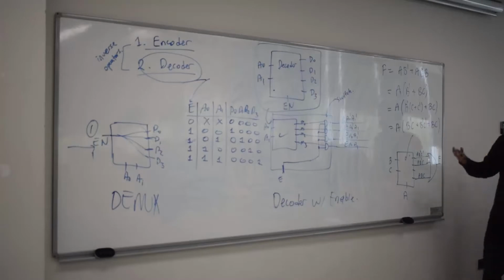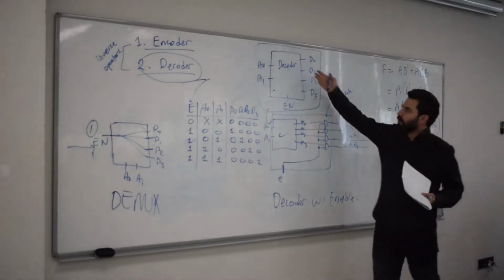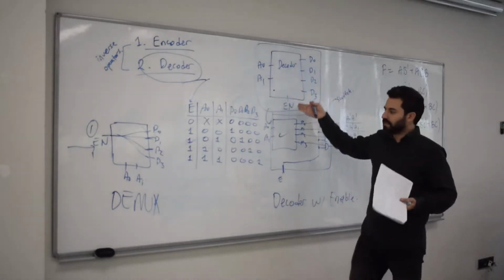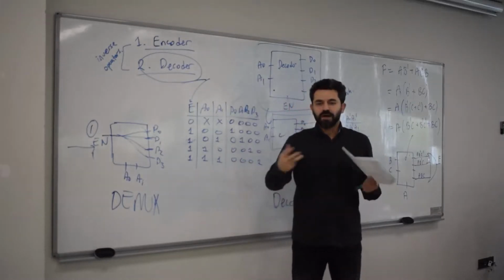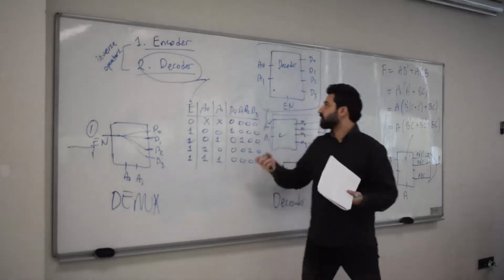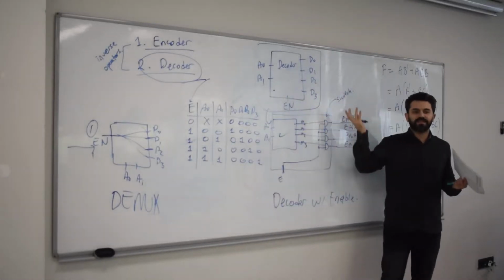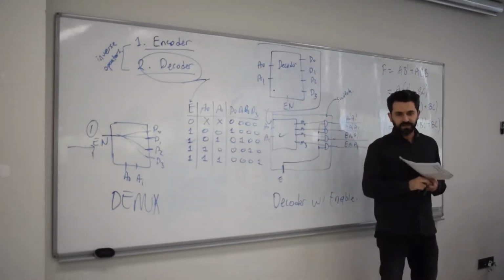So what I'm trying to say here is that a decoder with an enable is nothing but a demux operator. If you need a demux operator in your design, just use a decoder with an enable, because it's exactly the same, okay?